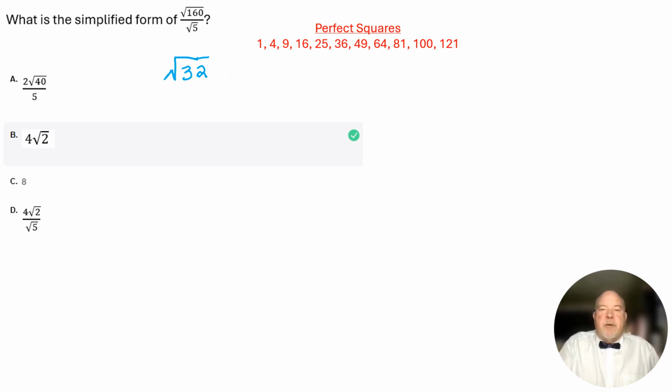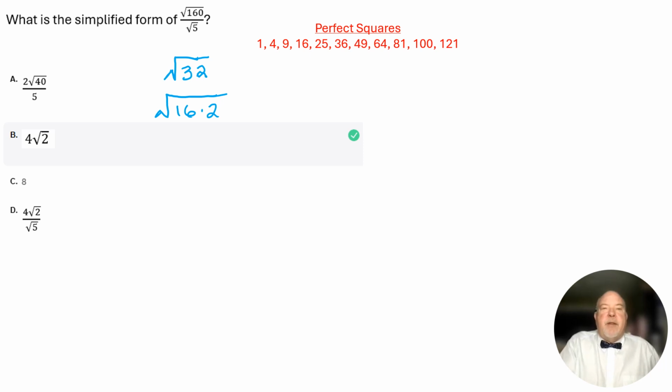So that's what I'm going to do. I'm going to break the square root of 32 into 16 times 2. Now, the reason I did that is because 16 is a perfect square, so I can take the square root of that and bring it out from underneath the radical. So the square root of 16 is 4. That's going to come out in front.